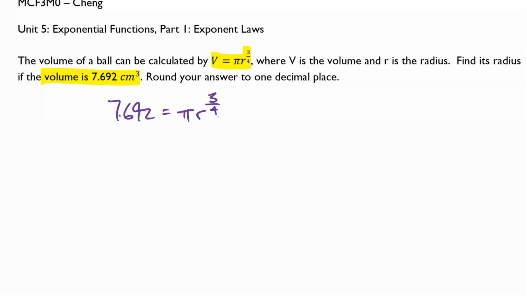Okay, so we're trying to isolate this letter r. So on this side, the first thing I would do is divide out pi on both sides, and that'll help me get towards getting the letter r by itself. Okay, so what this looks like now is 7.692 divided by pi is equal to r to the exponent 3 over 4. And let me write it over here.